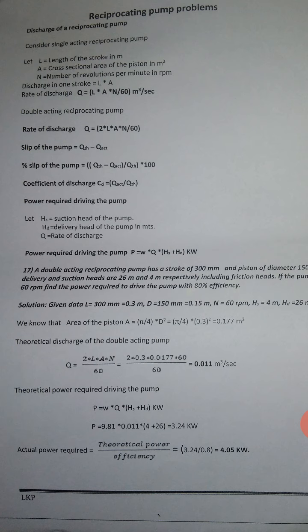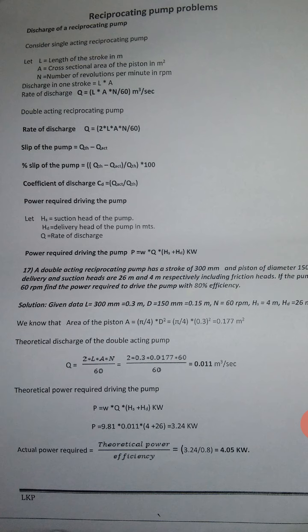We know that area of the piston A equals pi by 4 d square, that is 0.177 meter square. Then theoretical discharge of the double acting cylinder equals 2LAN divided by 60, that is 0.011 meter cube per second. Then theoretical power required to drive the pump P equals WQ into bracket HS plus HD, in kilowatt, that is 9.81 into 0.011 into bracket 4 plus 26, that is 3.24 kilowatt.